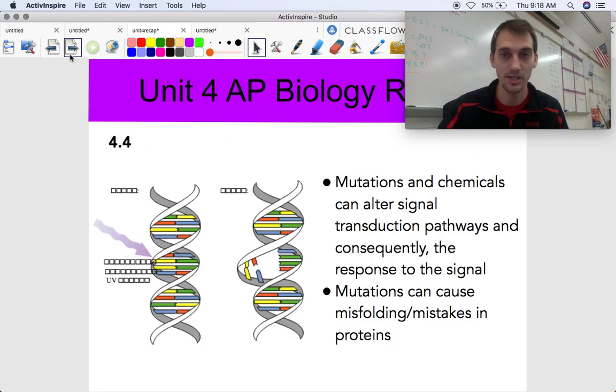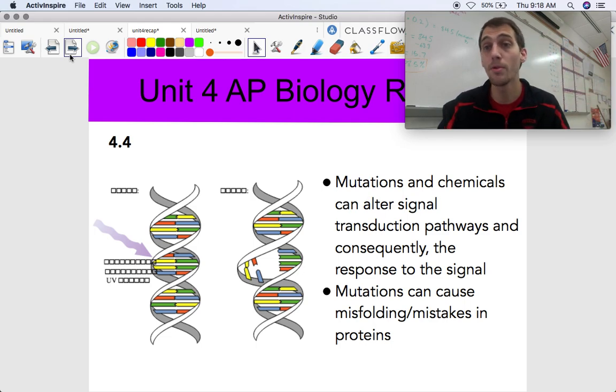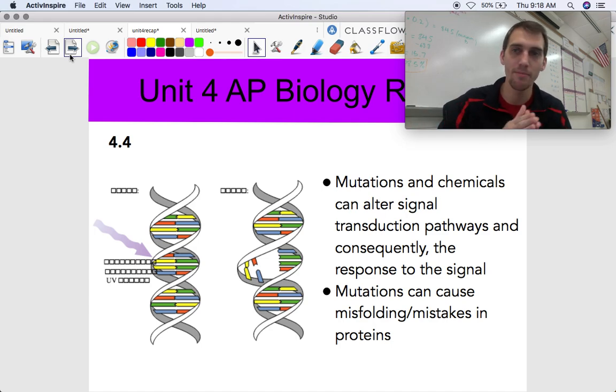That's signal transduction, everybody. All right, so like I said before, you can mess up a lot of different things when it comes to a signal transduction pathway. There's a whole lot of steps involved, and therefore there's a lot of places to intervene or interfere. So we're going to talk about a few of those in 4.4: mutations and chemicals that can alter signal transduction pathways and consequently the response to the signal.